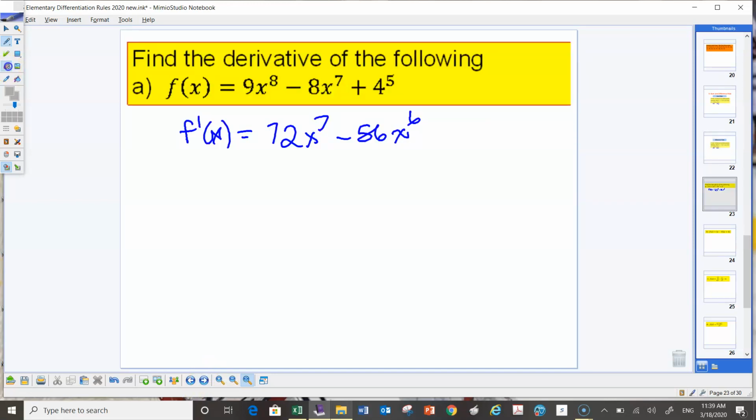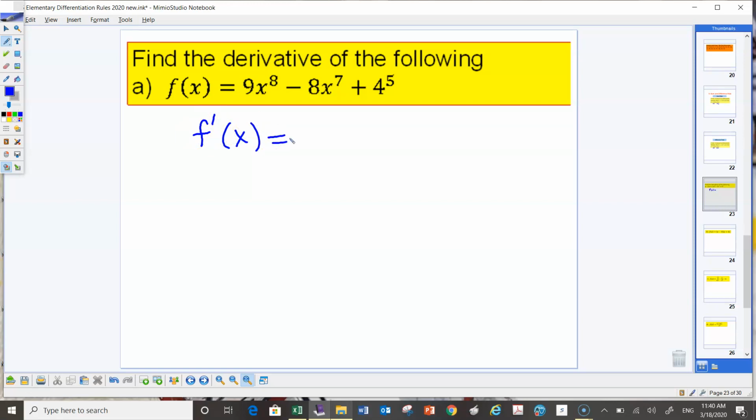In our first example, we'll just start over here. Say we have f of x is equal to 9x to the 8th minus 8x to the 7th plus 4 to the 5th. I have a total of 3 terms being added or subtracted together. To take the derivative, all I'm going to do is take the derivative of each term using the rules we learned in our previous lesson.